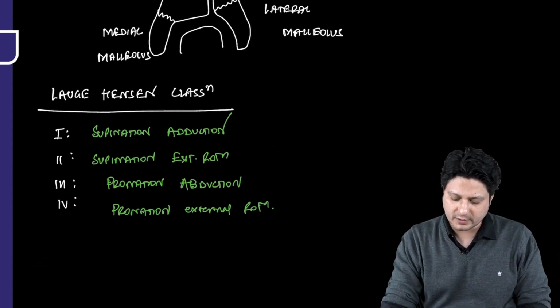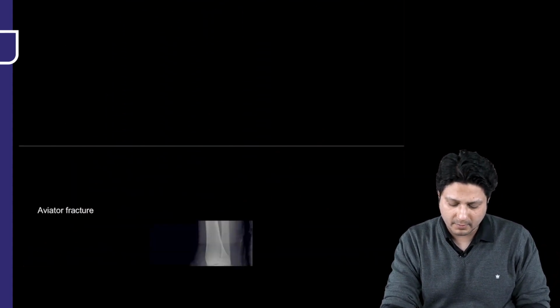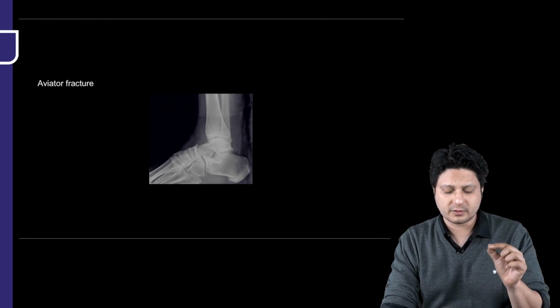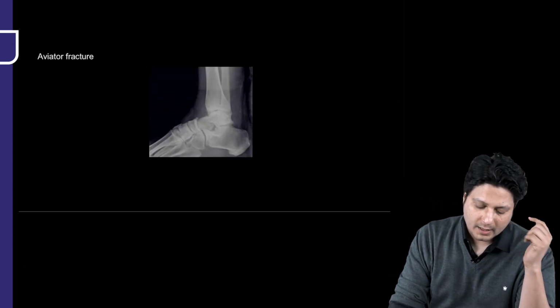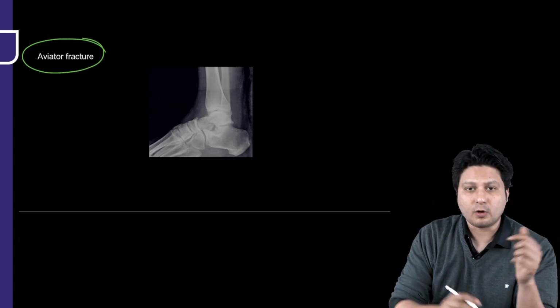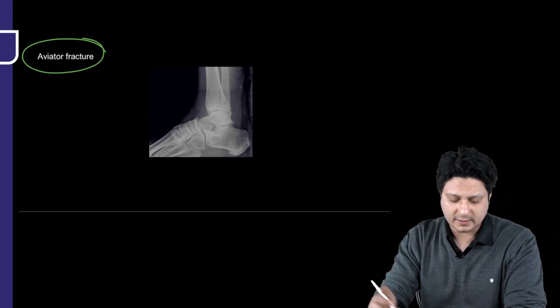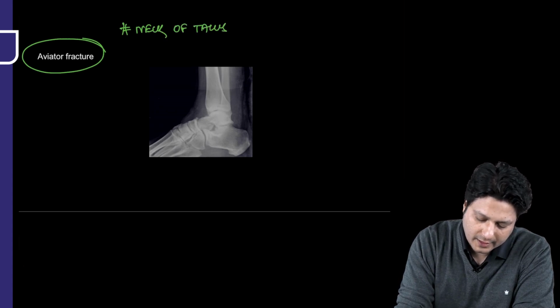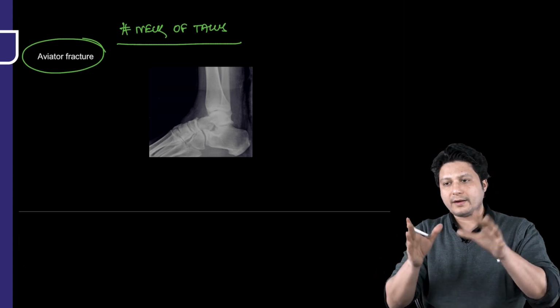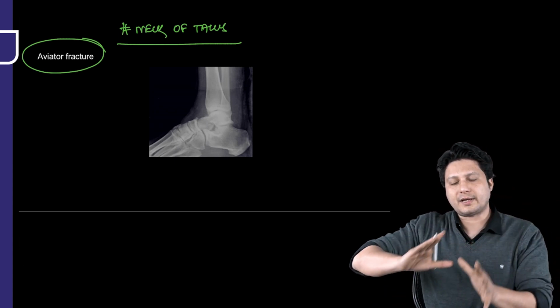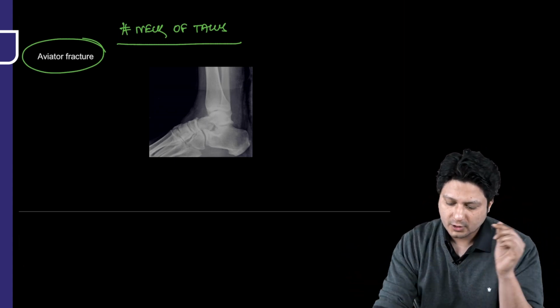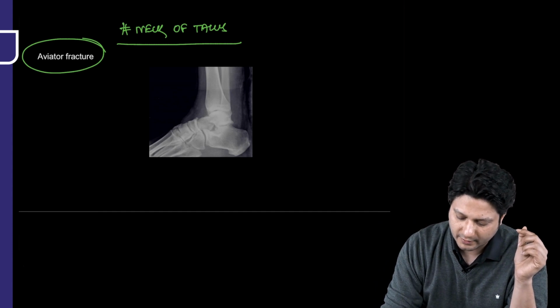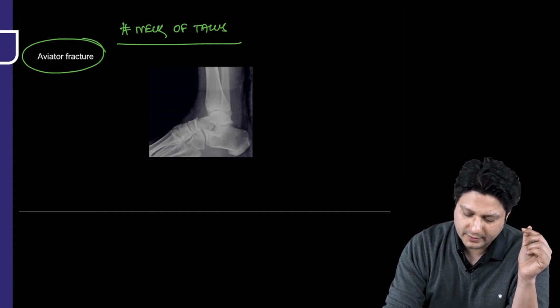So these are the two fractures which you have to understand or remember as far as malleolar fractures are concerned. Then comes the aviator fracture. Now aviator is again an eponymous fracture. It is the fracture neck of talus. Now this fracture neck of talus is important for two reasons. One is its complication and the second one is the X-ray signs. So fracture neck of talus we are going to discuss based on two reasons.